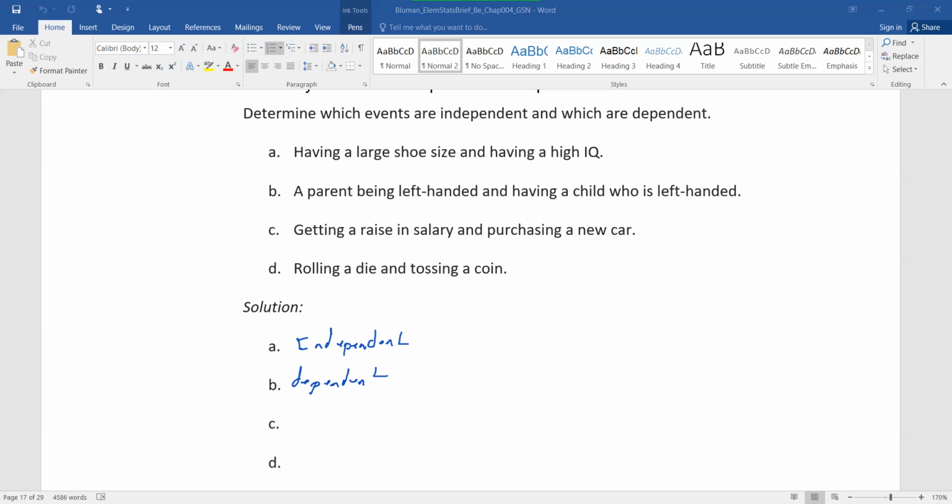But on part C, it says getting a raise in salary and then purchasing a new car. Does one affect the other? Absolutely, right? If I have more money, I can buy a better car. If not, I have to go with the El Camino, right? So this is dependent. Station wagon, yeah. Rolling a die and then tossing a coin. Independent, they have nothing to do with each other. Right? Any questions on independent or dependent? That genealogy one is going to be an interesting one.